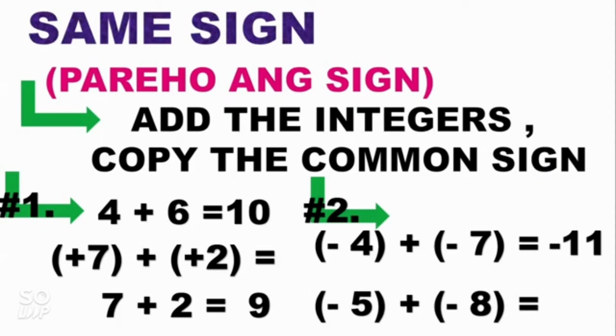Okay, next, negative 5 plus negative 8. Again, ang una nating titingnan, pareho ba o magkaiba ang sign? Magkapareho ang sign ng negative 5 at negative 8. Parehong negative. So, ang gagawin natin, i-add natin yung integers. 5 plus 8 equals 13. And then, kopyahin natin kung ano yung sign ng dalawa, which is negative. So, the answer is negative 13.